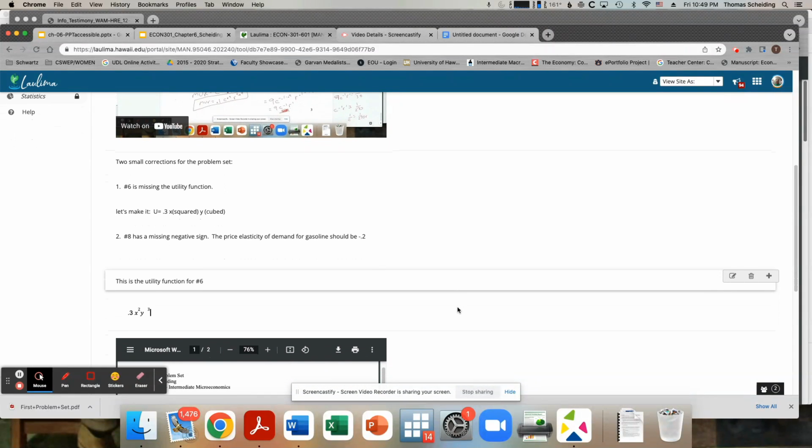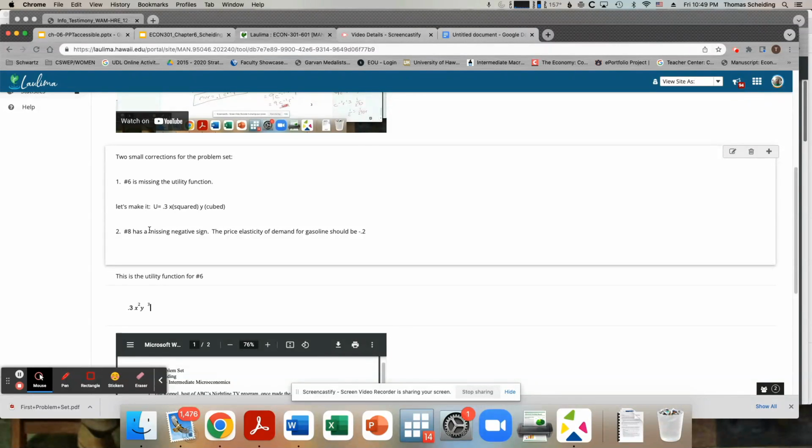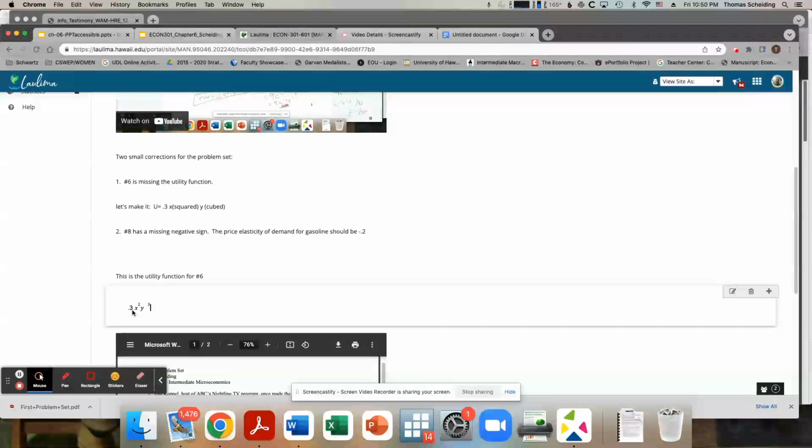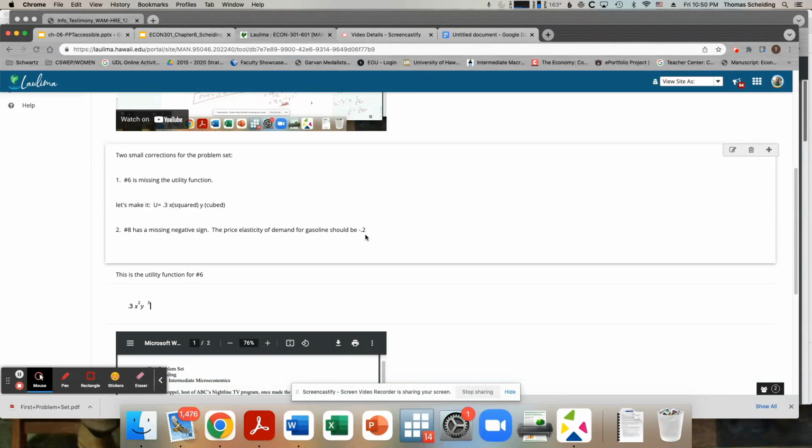There are two problems in the problem set that I can determine as I walk through it. Number 6 is missing a utility function, and number 8 has a missing negative sign. I wrote it out here, but then I worried that someone would ask what it means. So it's 0.3x to the second power y to the third power, or x squared y cubed times 0.3. That's your utility function for number 6. Number 8's missing the negative sign. It should be negative 0.2.